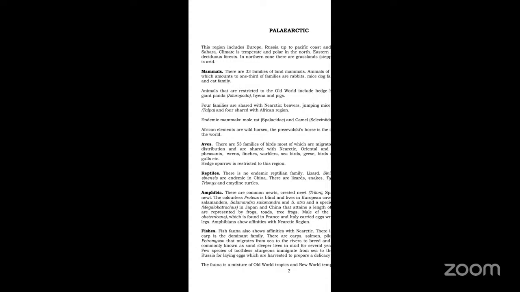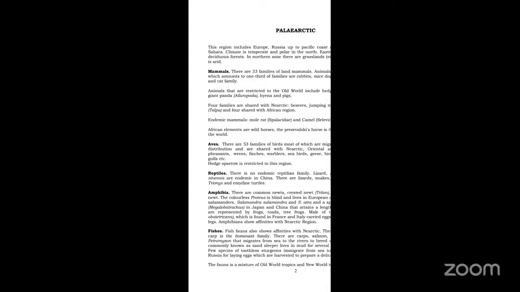So the fishes include what? The carps are the dominant family that is present here. Apart from these carps, there are salmon, pikes, perches, eels, as well as the petromyzon. So these are some of the fishes that you find in this particular region.